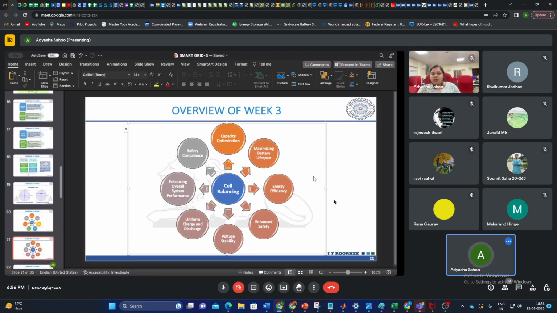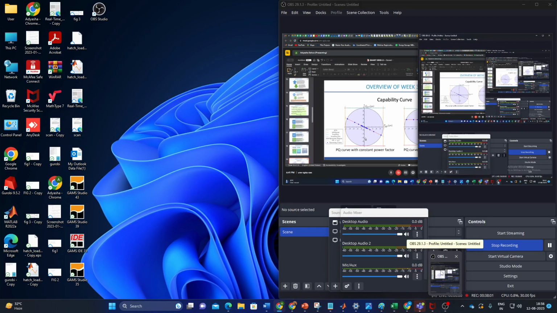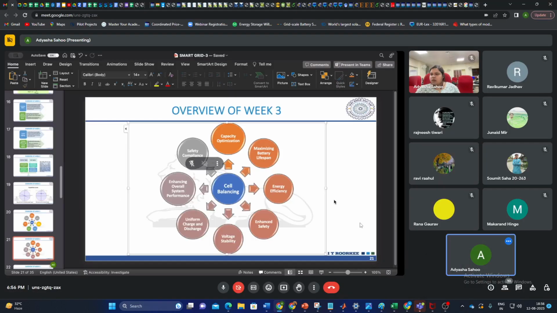Cell balancing, as we were discussing. So briefly, in one or two lines, can anyone say what cell balancing is and why it is required? My slides are moving, right?